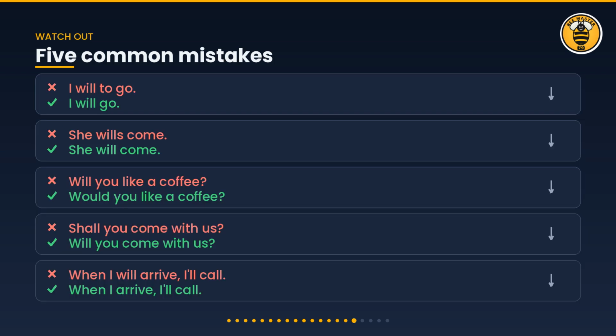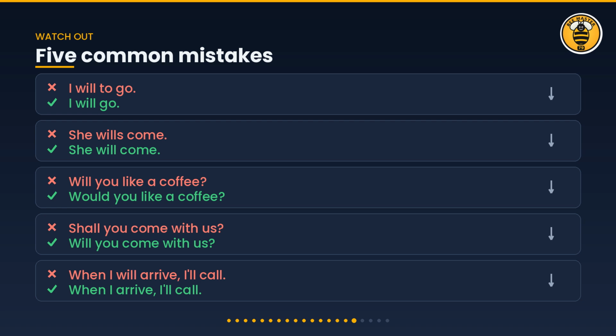Now the 5 mistakes I see most often. Number 1, never put to after will. I will go, not I will to go. Number 2, never add an S. She will come, not she wills come. Number 3, for offers of food and drink, use would, not will.